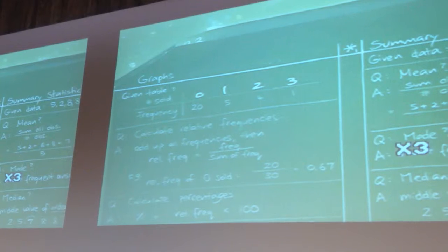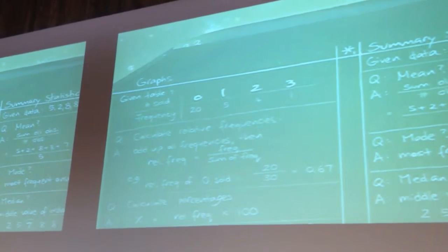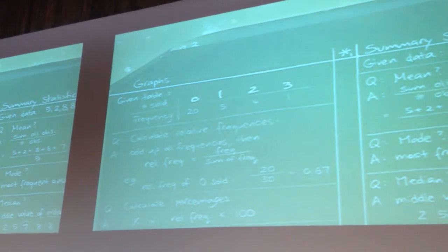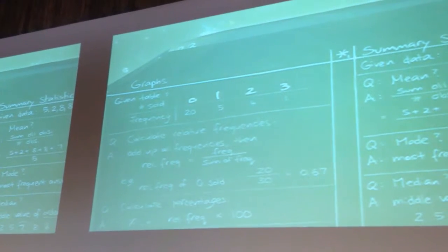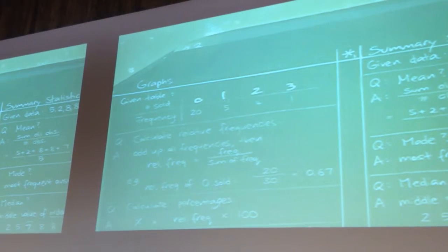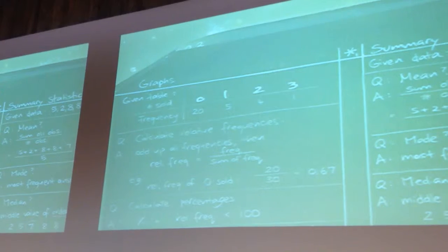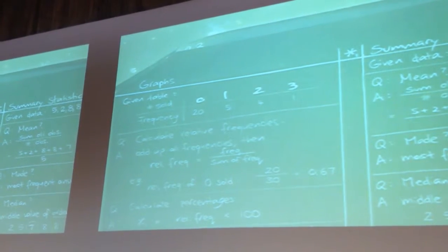So the first question that you might get is to calculate those frequencies and turn them into relative frequencies. The way that you do this is you add up all the absolute frequencies and then you take each individual frequency and divide it by the total. So for the first one, you have 20 divided by 30, for example.